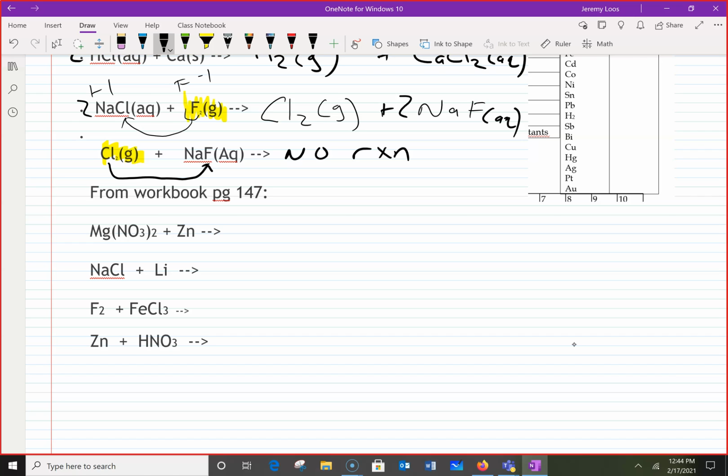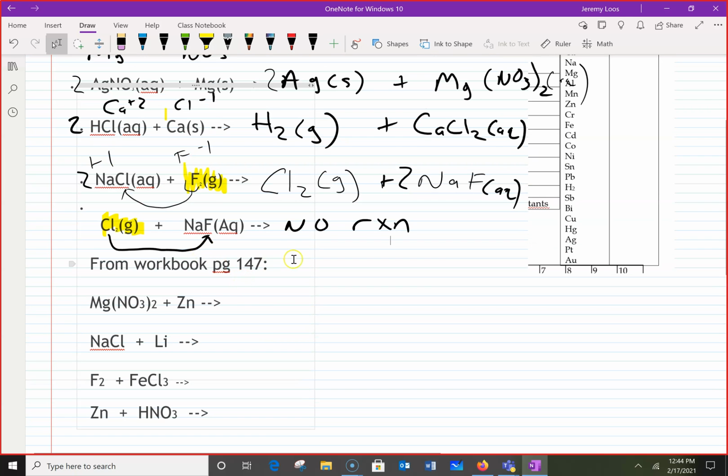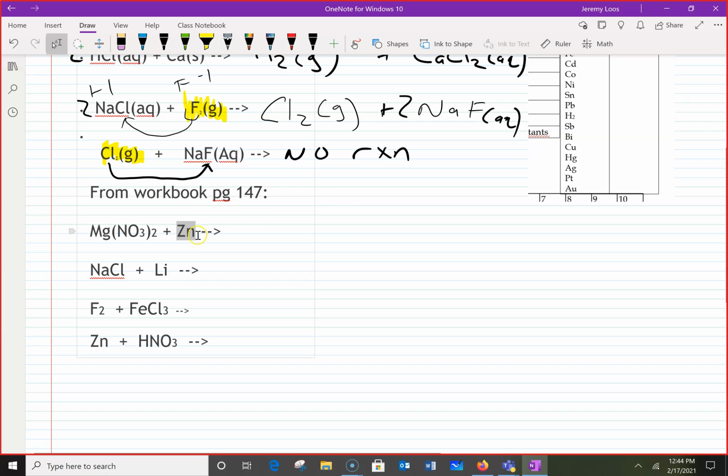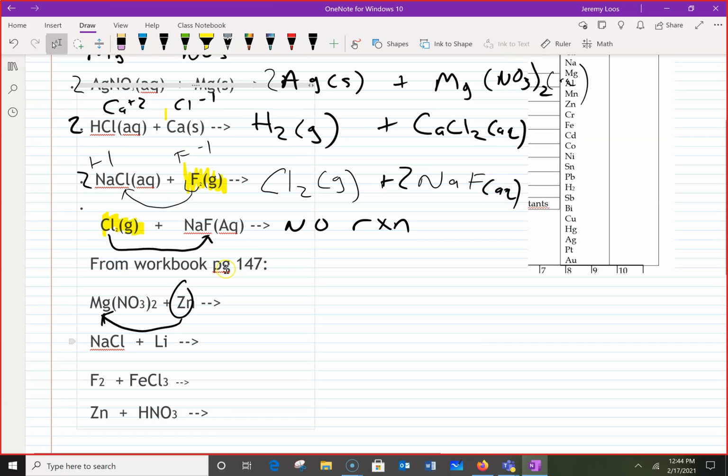All right. So there are a few more examples in your workbook, and there's also a check-in that we're going to do today, but I just want to touch base on these ones. For example, this top one is no reaction because it's a metal replacement, and the question is, where is zinc compared to magnesium? Zinc has to be above magnesium on the activity series. It's not.